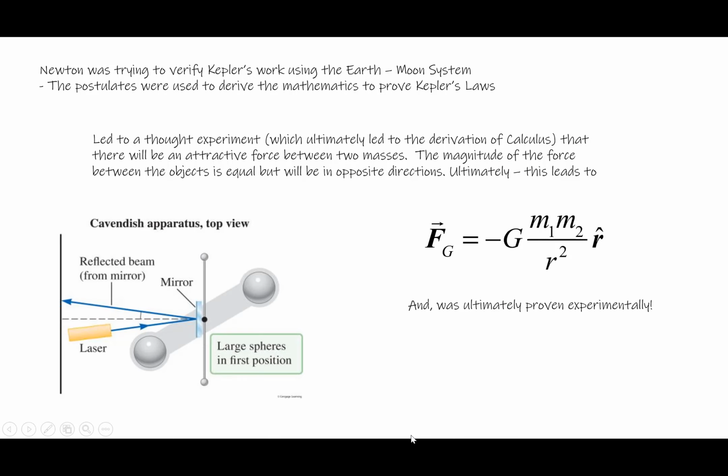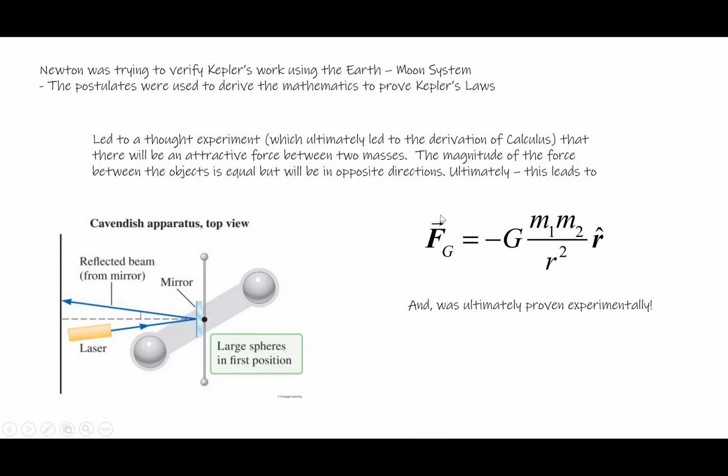So again, Newton was using the Earth-Moon system. And he was saying, now remember that postulate that the masses are going to have an equal but opposite force applied to them. By doing that and doing his thought experiment, he comes up with the universal law of gravitation. Now the negative there is that if I'm on the surface of the Earth, I'm being attracted to that center of mass of the Earth, and so I'm going to be traveling in the negative R direction. If we think of R as moving away from the center of the Earth, that negative pulls us in.